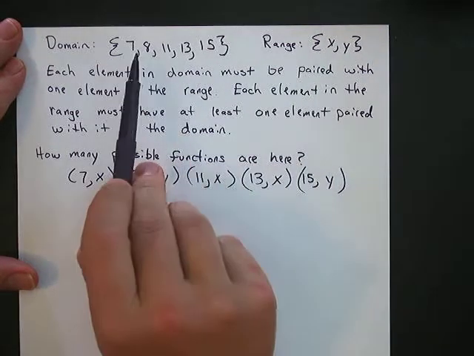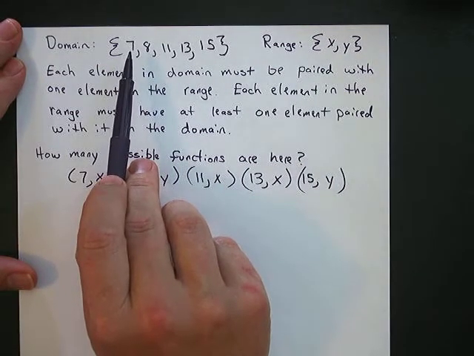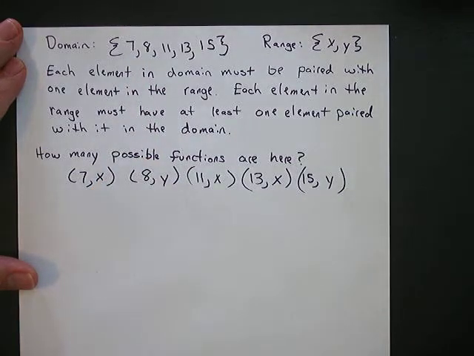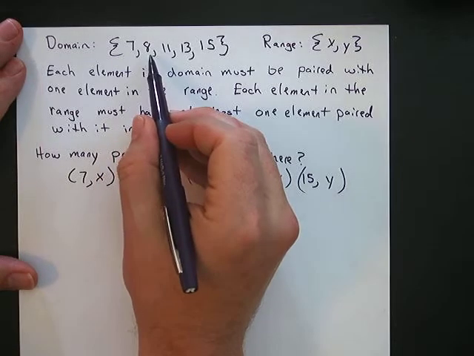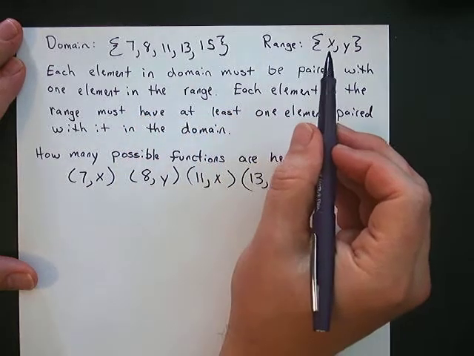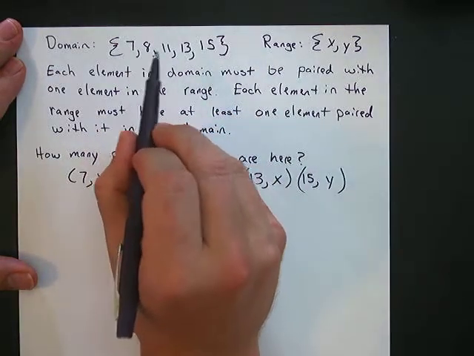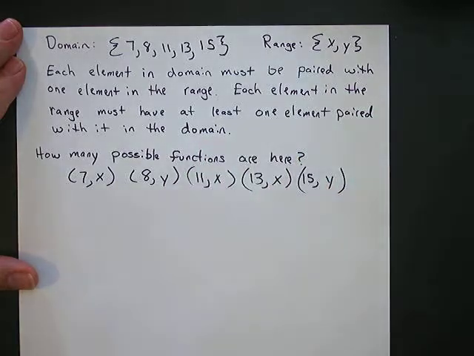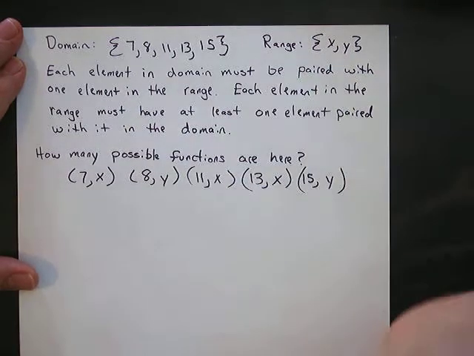Well, how many different possible things are there for 7 to be paired with? It could be paired with an x or a y, right? So that's 2 possibilities. How many different things can 8 be paired with? Also an x or a y. So each one of these has 2 possibilities. There are 5 elements in the domain, and each one of those has 2 possibilities.